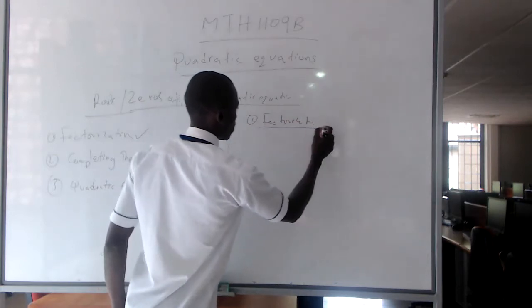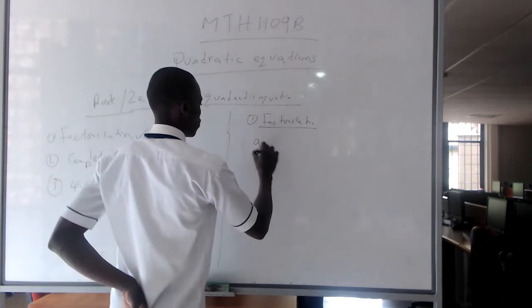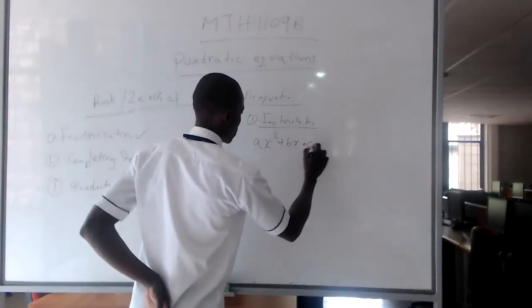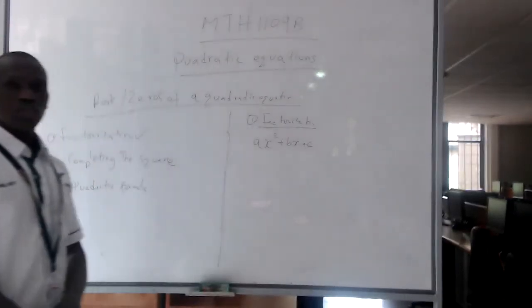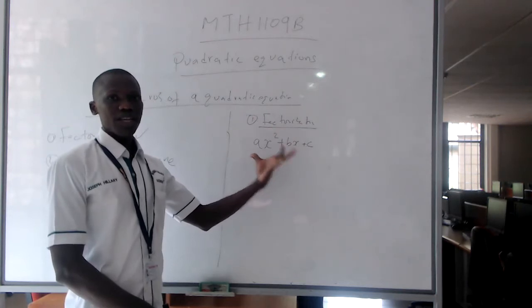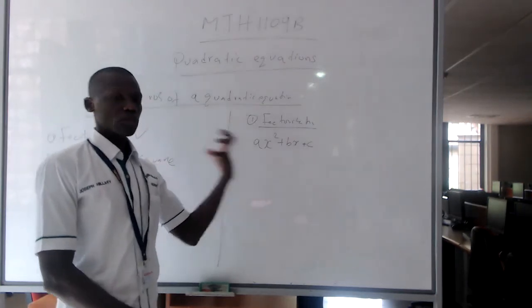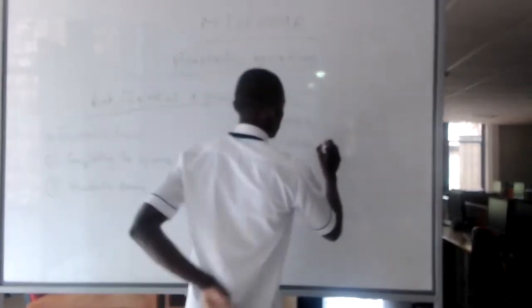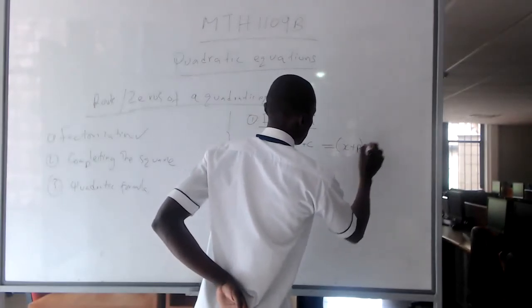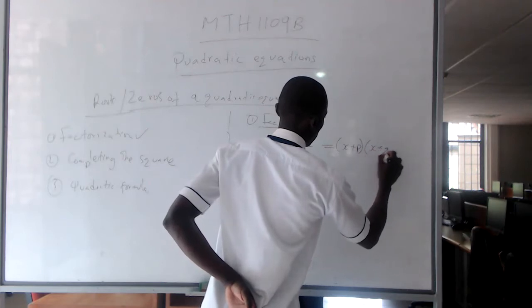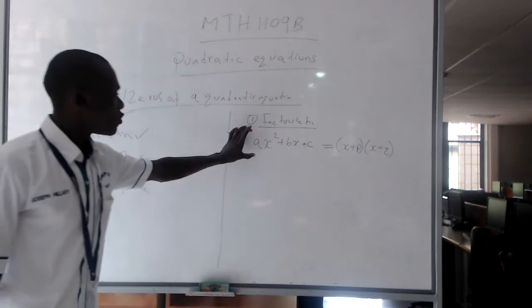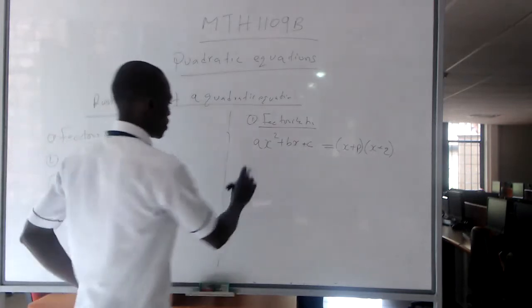Factorization. We learned before that in general, to factorize an expression of the form ax squared plus bx plus c, you simply need to write it as a product of some linear polynomials, or first order polynomials. So we're looking for an expression of the form maybe (x plus p) times (x plus q), where p and q are real numbers.